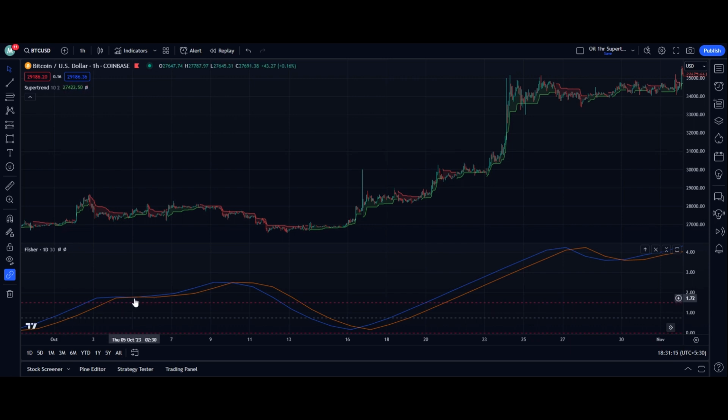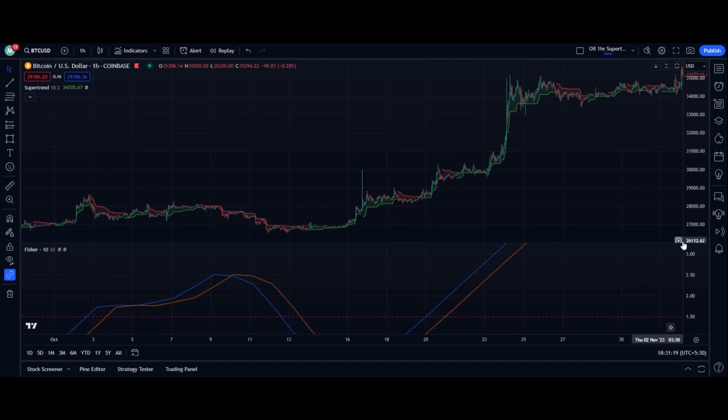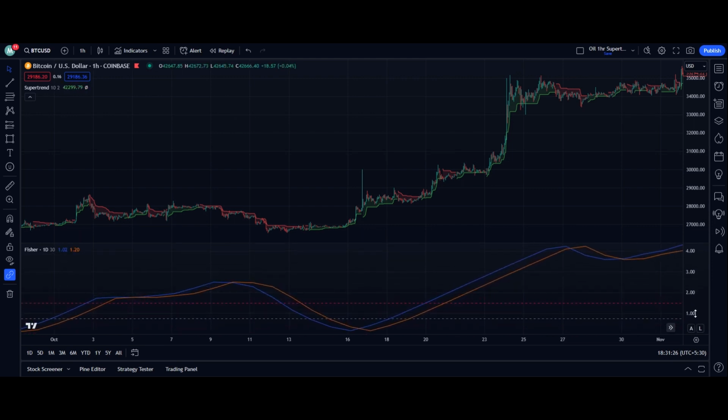What is this? Did it cross here below for a brief moment? It did, I think it did. Yeah, for 1 day it did cross below, and then again it was bullish, and finally on 10th of October it got into a bearish momentum. So we are going to take bearish trades here.